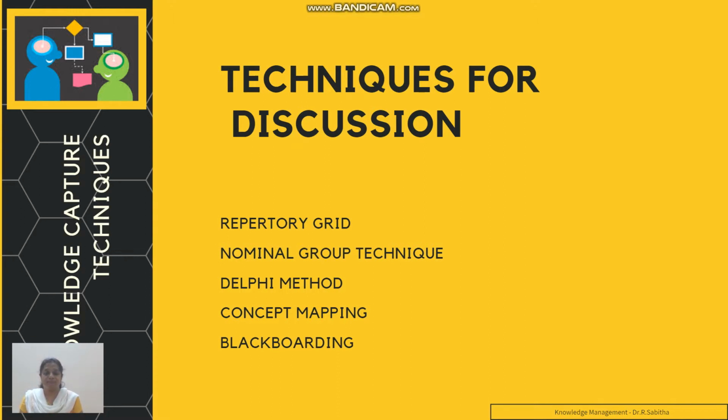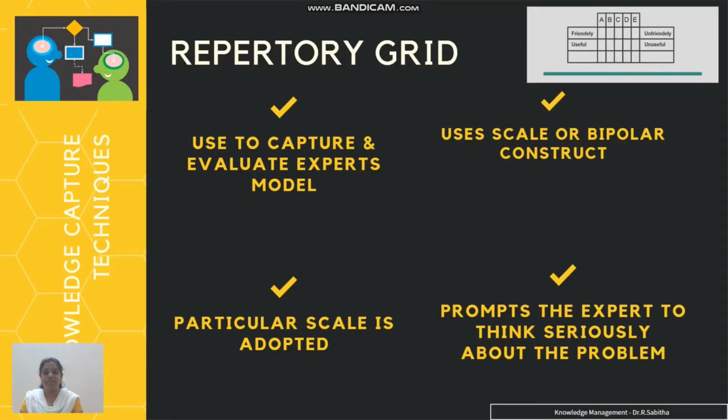In this part 2 we will be learning what is called repertory grid, nominal group technique, Delphi method, concept mapping and blackboarding. These are again 5 methods which will be elaborately and extensively used for both your single expert model and your multi-expert model. So we will start with repertory grid.